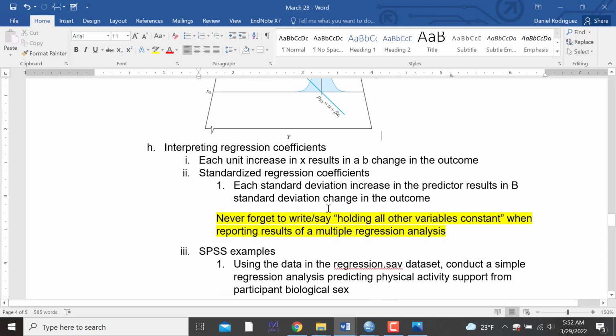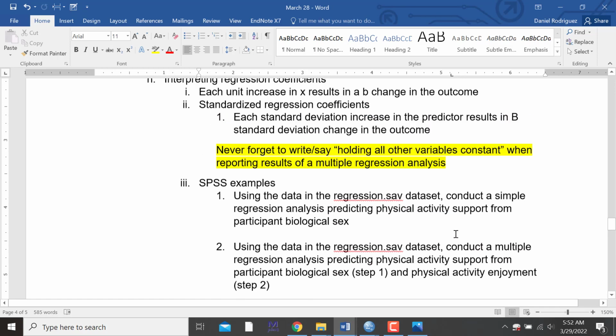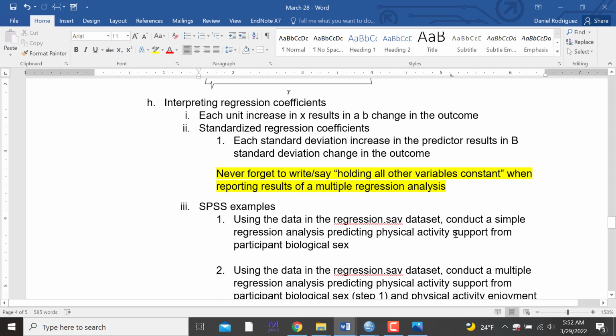So we talked about the interpretation. When we're doing multiple regression, it's not enough to say each unit increase in x results in a b change in the outcome. We have to add holding all other variables constant, because in multiple regression we evaluate the predictors for significance. Our null hypothesis is that the predictor's b value, the slope, is equal to 0, like there's no effect of the predictor on the outcome. Our alternative is that there is some kind of an effect. But we evaluate one variable at a time, assuming we're holding all the other variables constant. What I mean by holding them constant is everybody's given the mean value of those other variables.